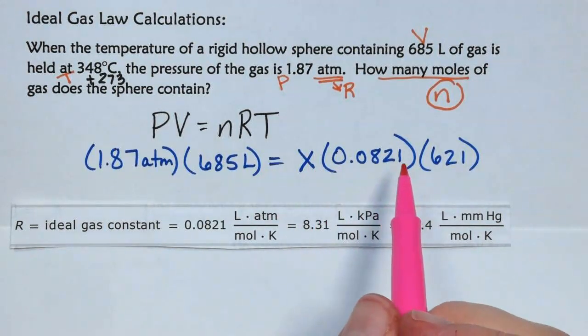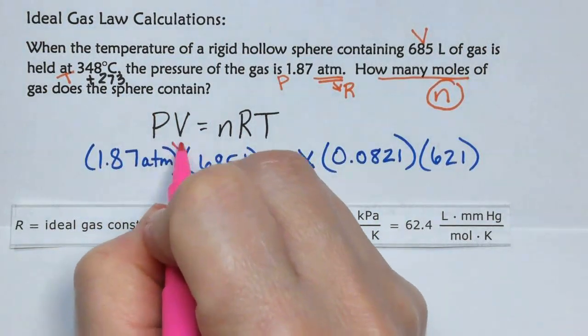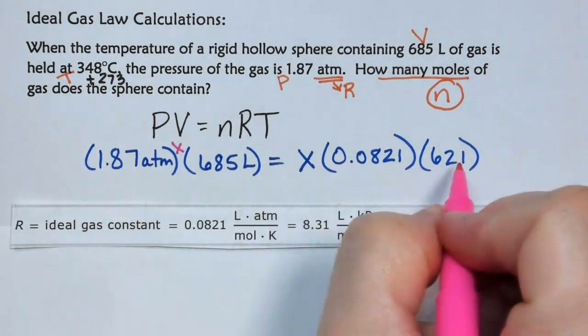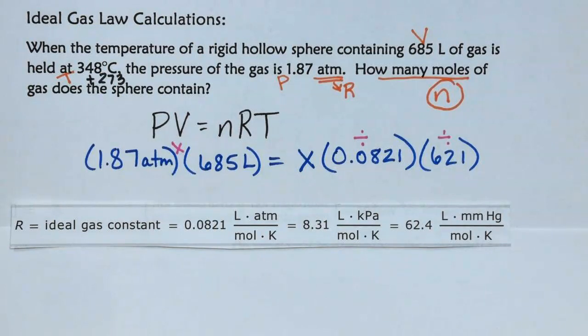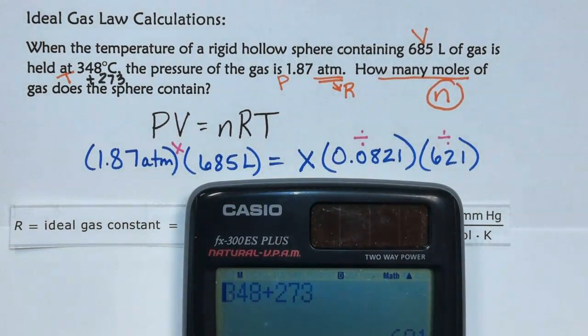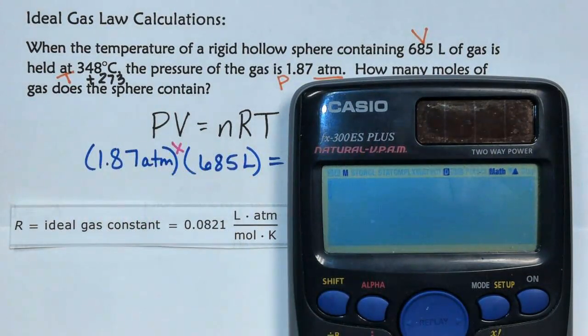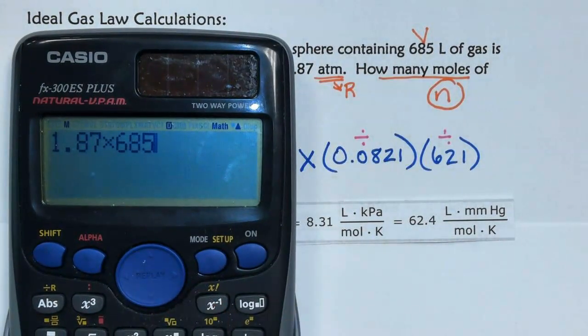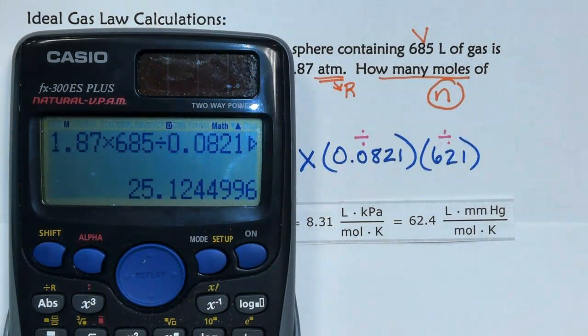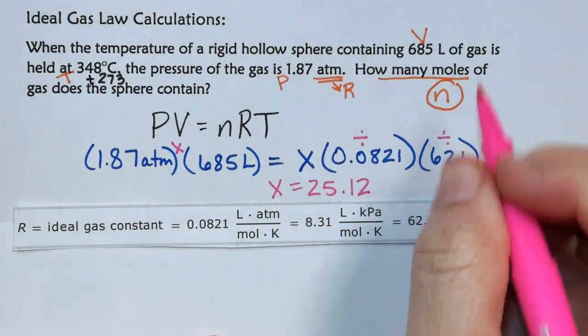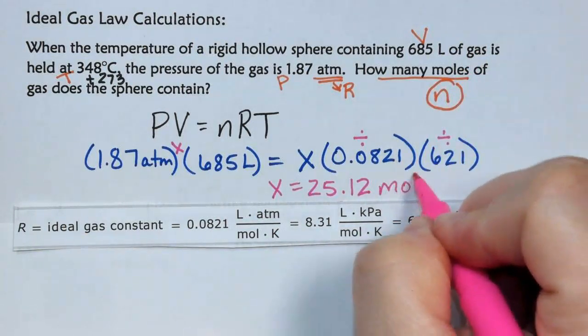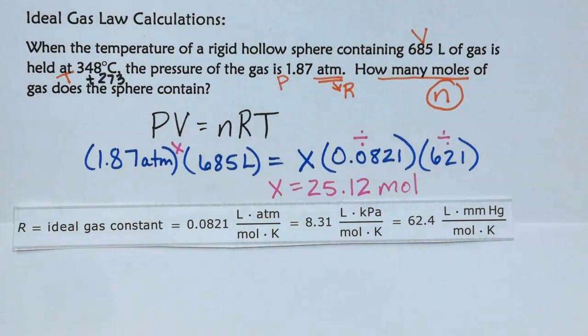Do not start on the side with the x. We'll start over here, 1.87 times 685, and now these guys with the x we get divided by. So we're going to divide by this, divide by this. To type it into the calculator, we're going to type in these two values first, 1.87 times 685, and now I can come to the other side and hit divided by 0.0821 divided by 621, and we're going to get 25.12. So our final answer is x equals 25.12. And remember, we were solving for moles. So that is the answer in moles.